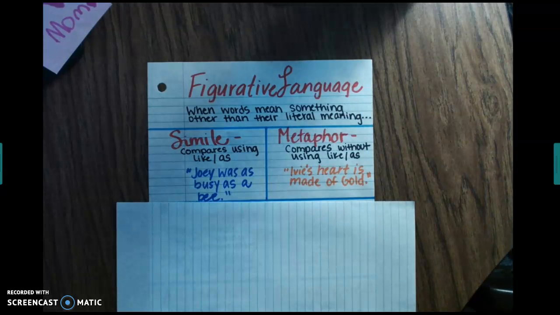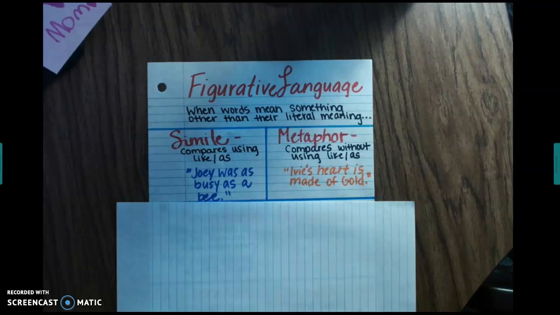So a simile is a comparison. It compares using like or as. An example would be Joey was as busy as a bee. And then we have a metaphor which compares without using like or as. So Ivy's heart is made of gold. So it's comparing this person's heart to being like gold, which is rare, right? It doesn't use the word like or as like the simile does.